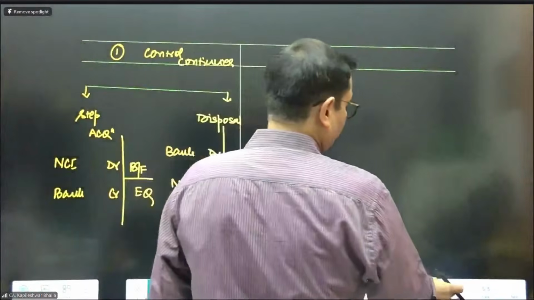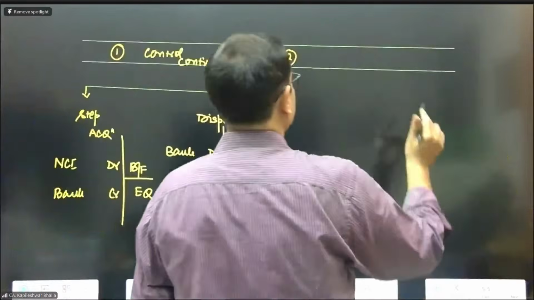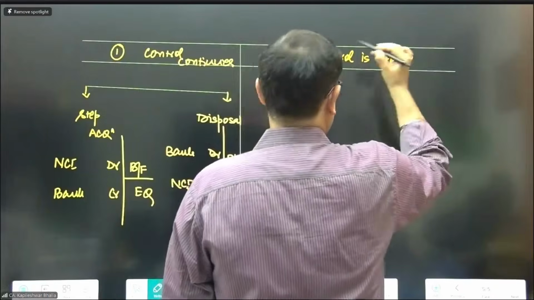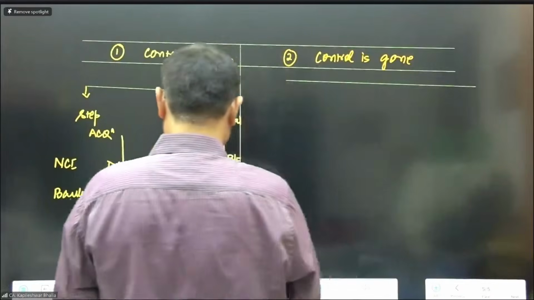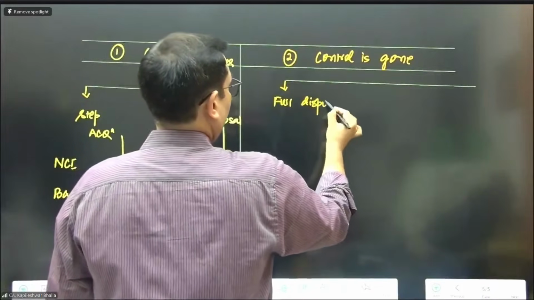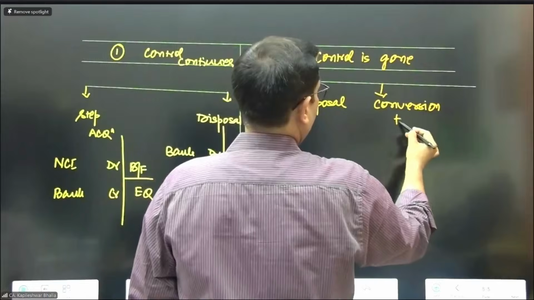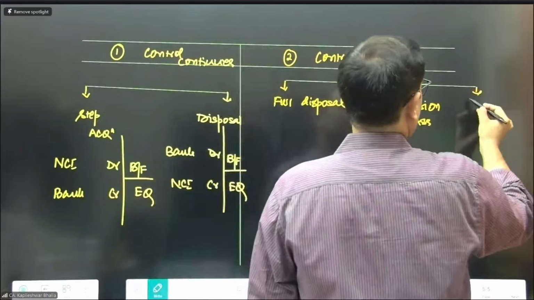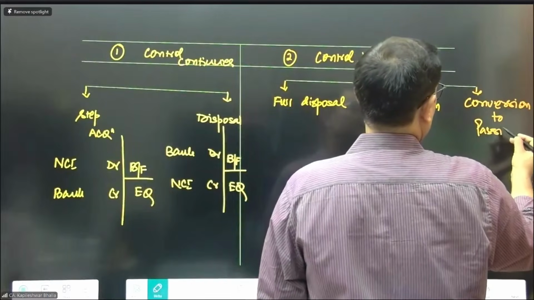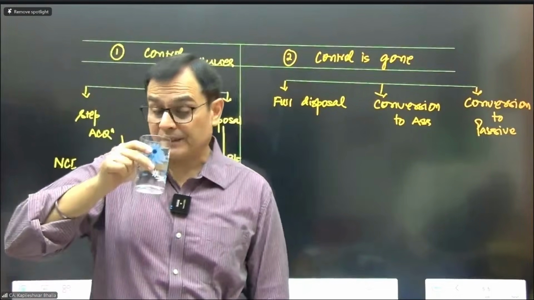Then comes the next focus point. The second focus point I've given you is either a full disposal or conversion to an associate or an investment. So we can say the control is gone. When the control is gone, there are three typical situations. Either it is a full disposal, or it is a conversion to an associate, or it is a conversion to a passive investor. Now remember, in all these three cases, the net entry always remains the same.